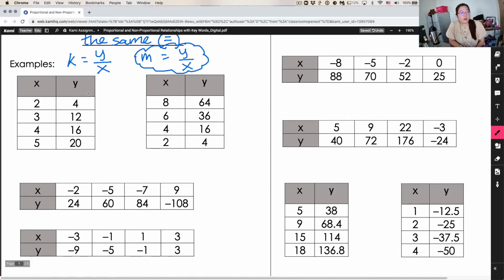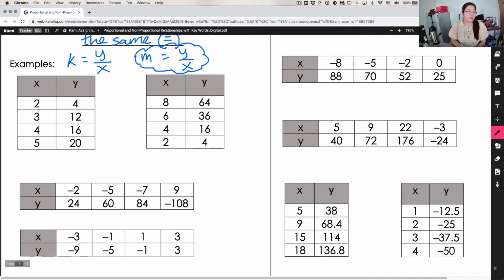In a table, we want to take y over x for each of these entries. Each entry in this table is a point. A table is our way to show a bunch of different points on a line. This is the x coordinate, this is the y coordinate. Here's another x coordinate, here's another y coordinate. So we have 4 points in this table. We want to find the m of each of these points. If the m is the same for all 4 of them, then the table is proportional. If any of the numbers are different, then it's non-proportional.